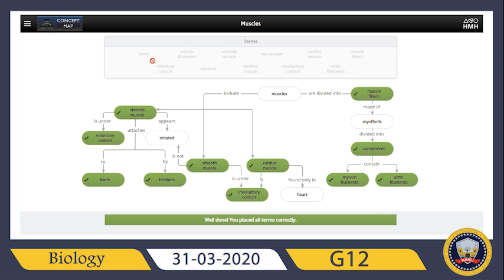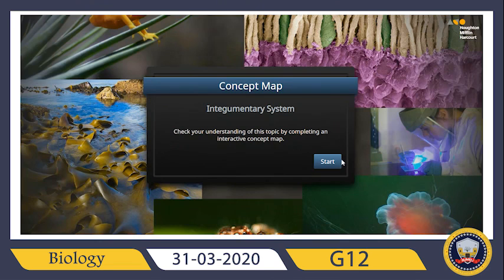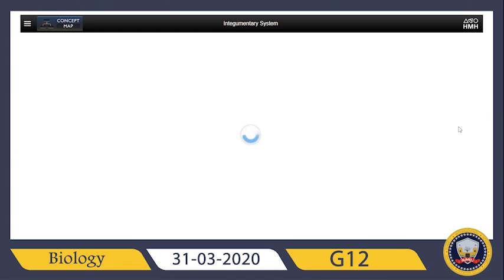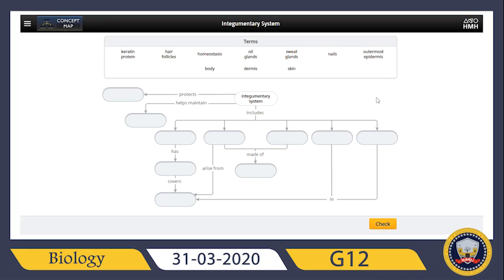Now, let's try the third concept map, integumentary system. Well, integumentary system protects what? Helps maintain what? Includes what? Well, it's very easy because integumentary system protects what exactly? Protects body. Help maintain homeostasis.